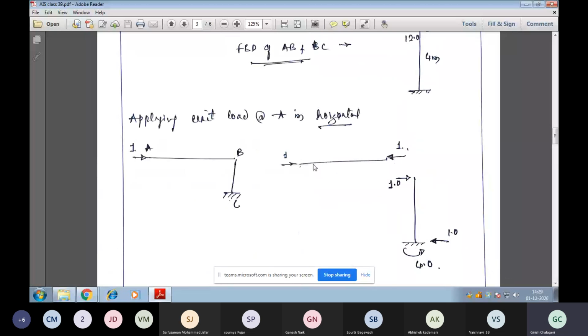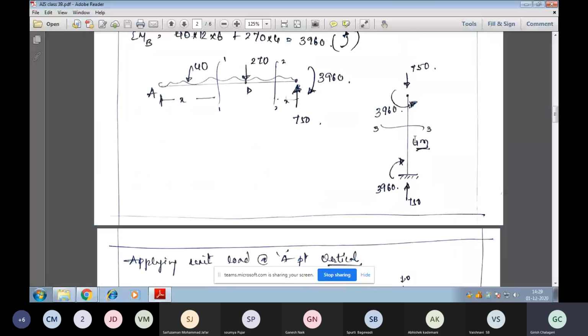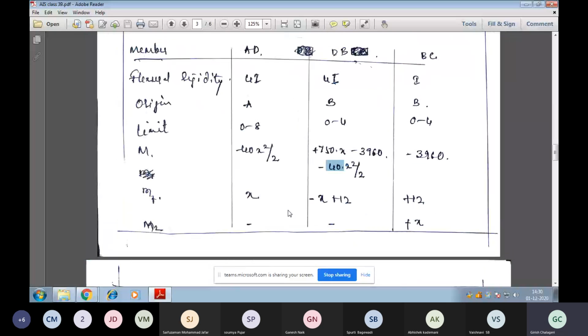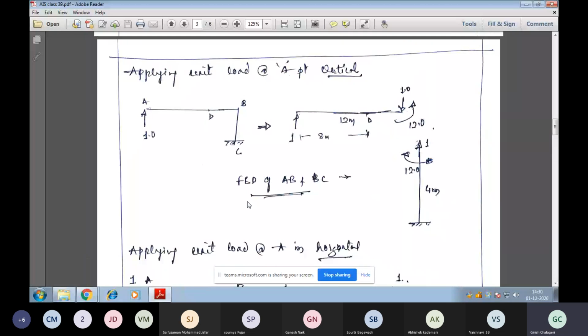Similarly, for member BC, you can see here a section is taken at this point. You may ask why I can't take from C to B. Because C has 3 unknowns, it becomes difficult to know the forces. That's why B is taken. B has a load of 750 downwards and a moment of 3960. When you take a section at this point, the moment at C will be minus 3960.